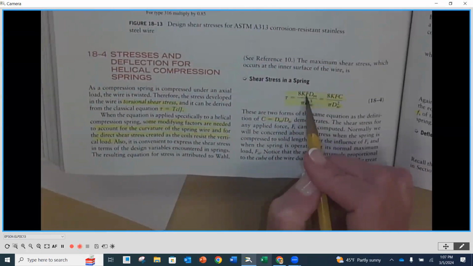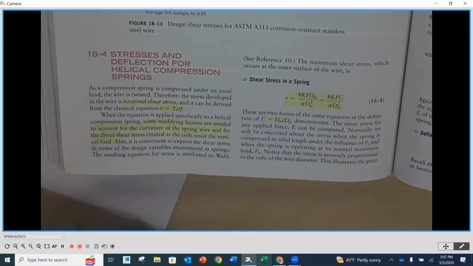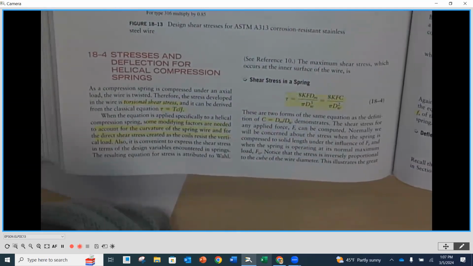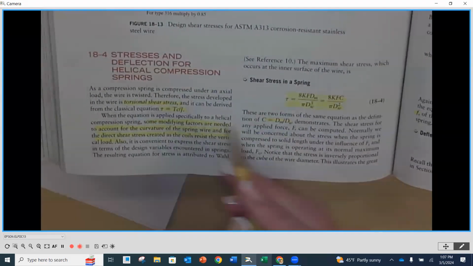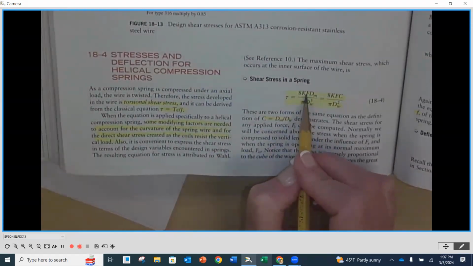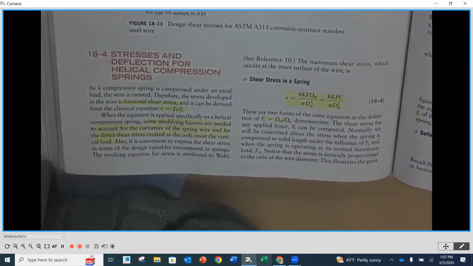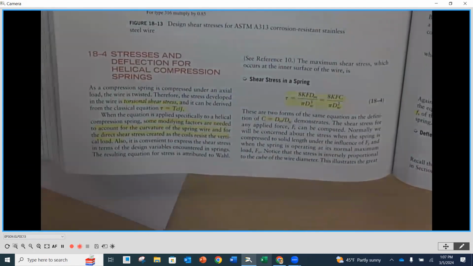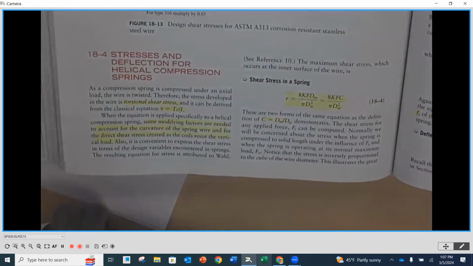The F, capital F, is going to be the force that we're going to be applying during that stage. So if we're looking at the stress at the operating length, this is going to be the force at the operating length. If we're looking at the stress at the solid length, then this is going to be when it's compressed all the way down. What's the force at the solid length?